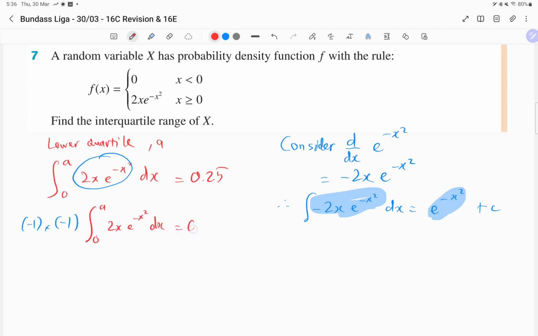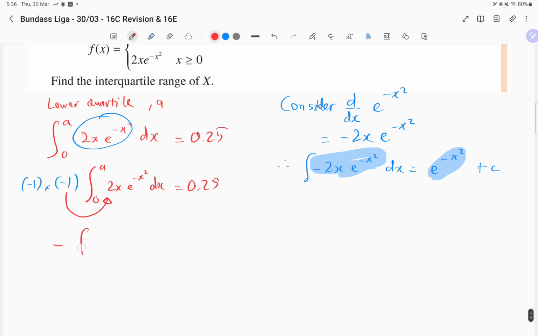The answer is still the same, but then when you take one of the negative 1 and multiply that in here, you would get negative of the integral from 0 to a of negative 2x e to the power negative x squared dx. You times it twice because you can't change it. From here to here, you cannot change it. It must be the same. But you want the negative in here.